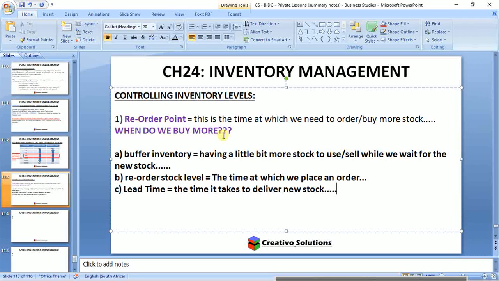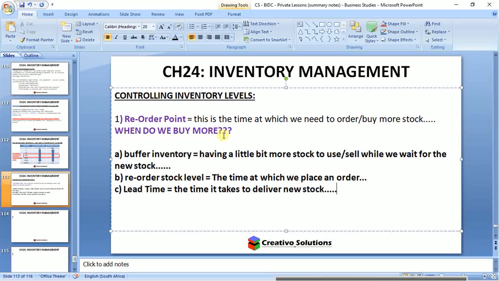What else do you know about this business? What is their buffer inventory? 10. So what does that mean? They've got 10 spare. Good. Buffer, another word is spare stock. So do you agree that in this company, they always keep 10 items on hand? Yeah, because they never know what's going to happen.